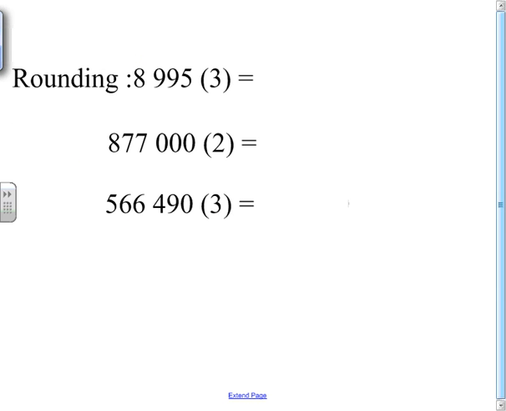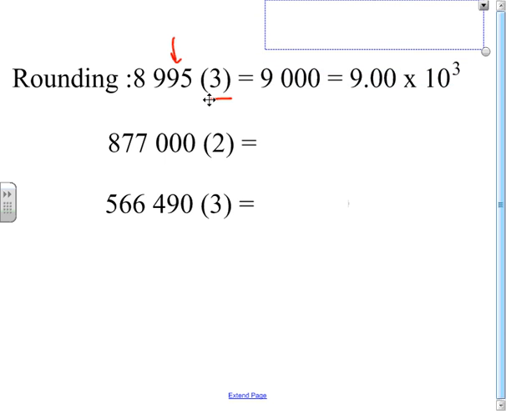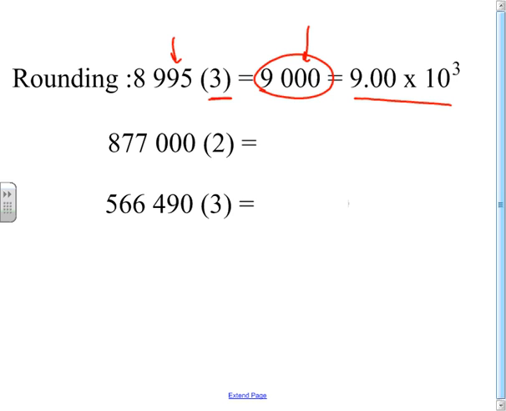If we have this particular number, 8,995, and I want to round that to 3 significant figures, I need to round to the third significant figure, that 9. The 5 is going to make that round up to 10, and that's going to make that round up to 9,000. 9,000 only has one significant figure. And so again, we want to change this to get 3 significant figures. I want to make a trailing zero significant. So again, we need to change that to scientific notation.